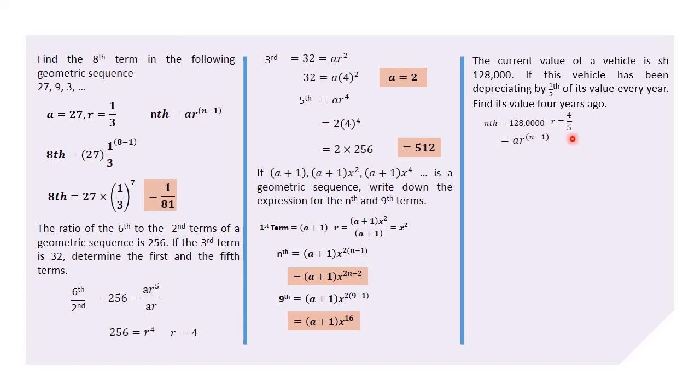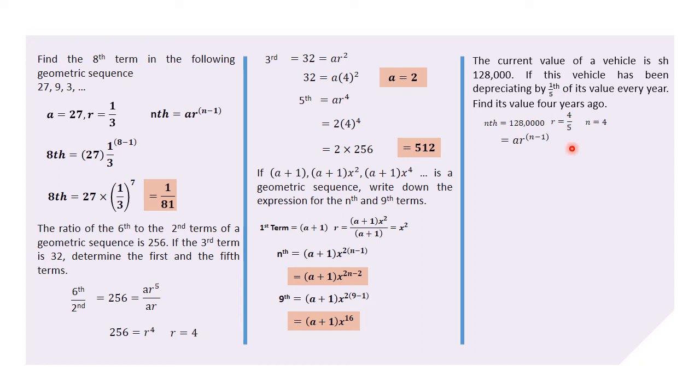Now, the common ratio is 4/5. The reason is it is 1 minus a fifth, so the value of the vehicle is normally 4/5 of the previous. So at the end of the year, you multiply the value by 4/5 so that it will have depreciated by a fifth. And so the common ratio is 4/5.